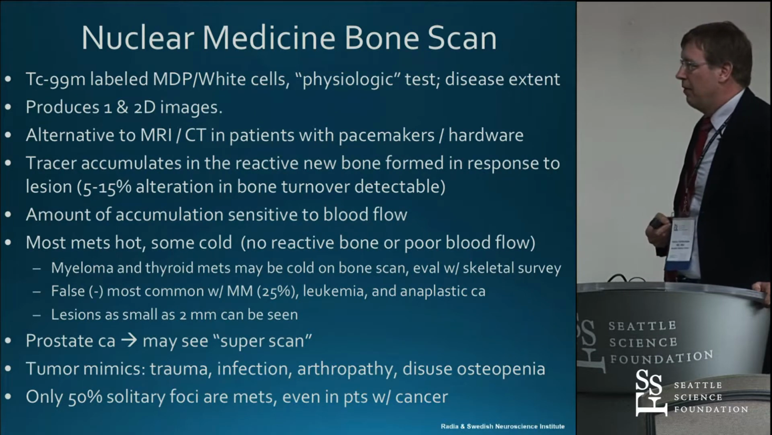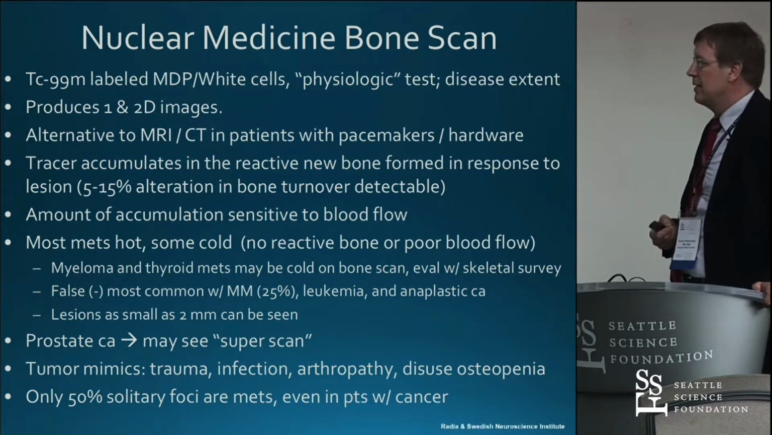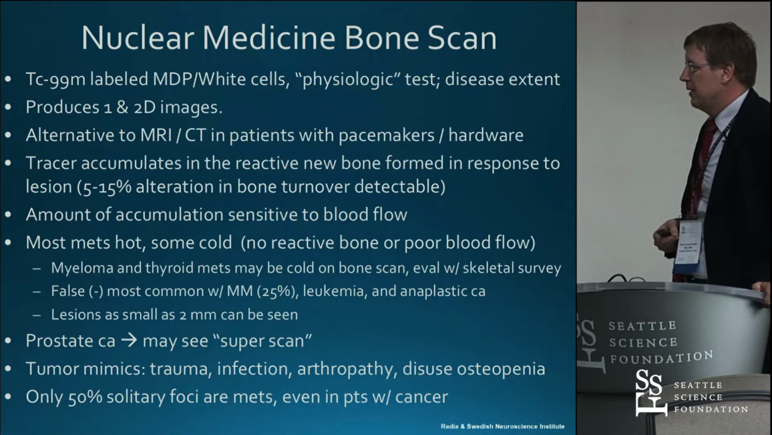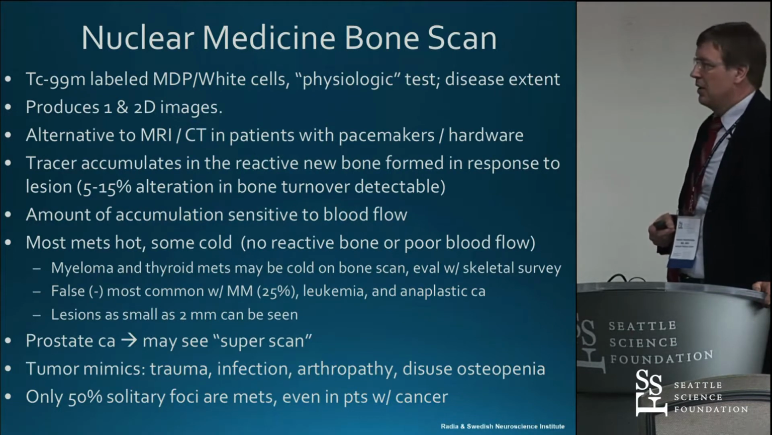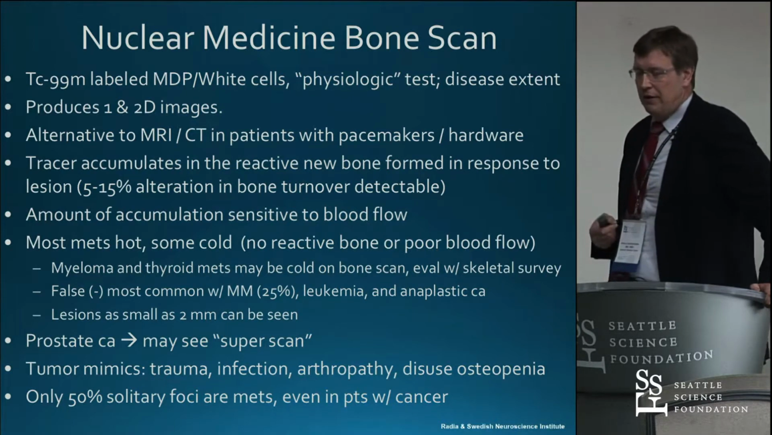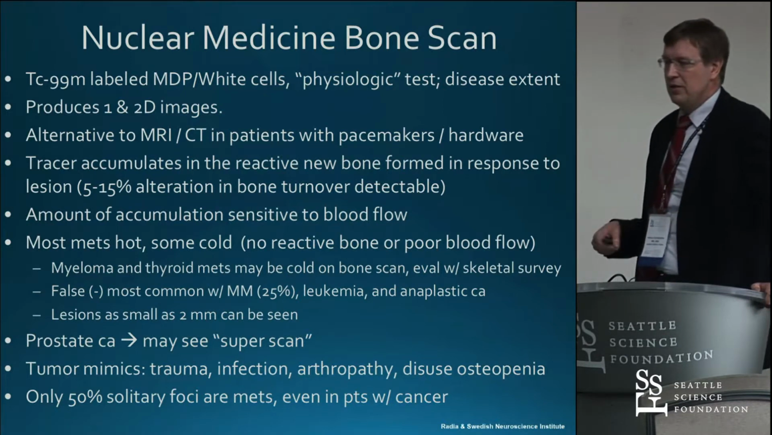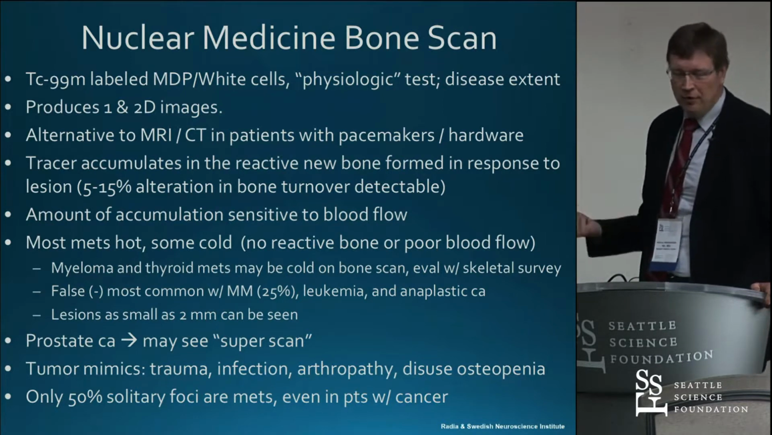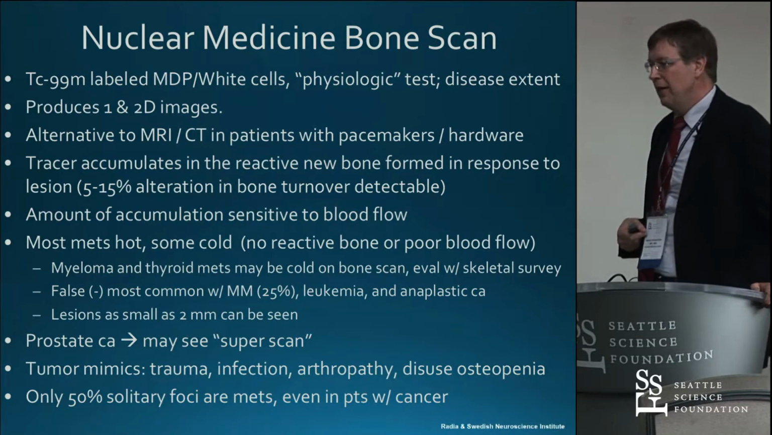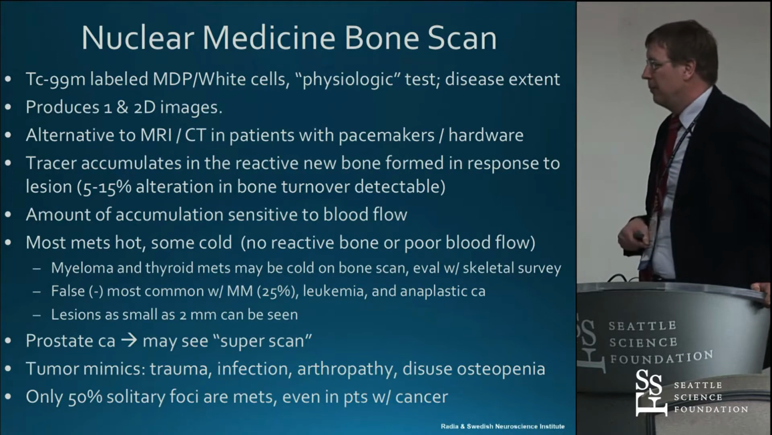The most common false negatives we get with nuclear medicine are with multiple myeloma, up to a quarter of the cases, with leukemia, and anaplastic cancers as well. We can see lesions that are as small as 2 millimeters. With prostate cancer, because of its very high affinity to bone, we may see something called a super scan where everything lights up. You think it looks like a very beautiful study, all the bones are nicely outlined, but it's really a case of a super scan because there's mets everywhere.